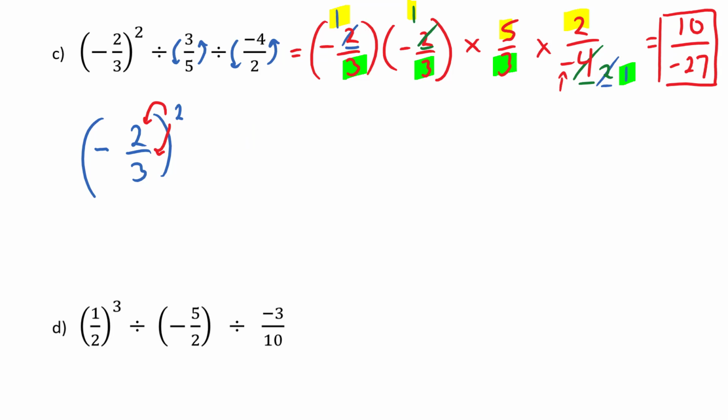When we distribute the squared, it has to go to all values. It means it goes on the negative as well. Negative times a negative is a positive. This gives me positive 4 over 9, which is 4 over 9. And we could replace this whole part with our positive 4 over 9.